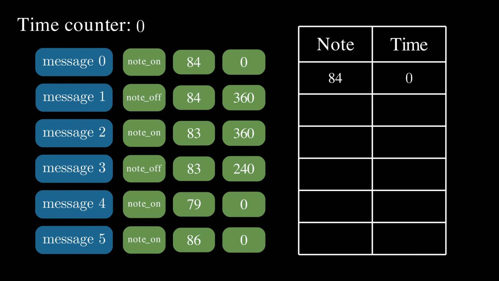The second message is a note off command, which we don't care about directly for this machine, but it has important time information, so we add it to the counter. For each note on message, the note value is added to the table, the time counter is incremented, and the new absolute time is placed in the table as well. For each note off message, the time counter is still incremented, but nothing gets added to the table.